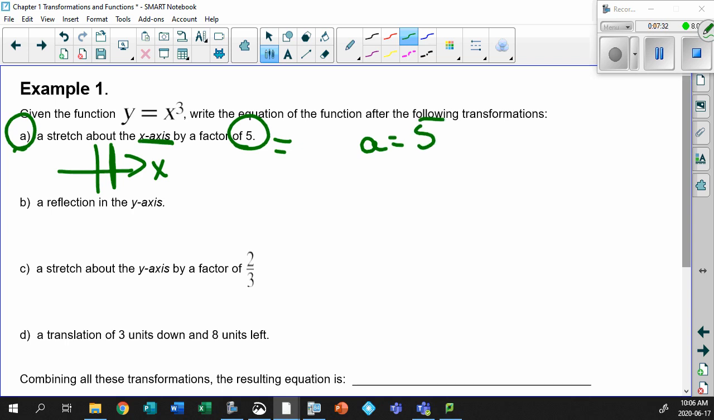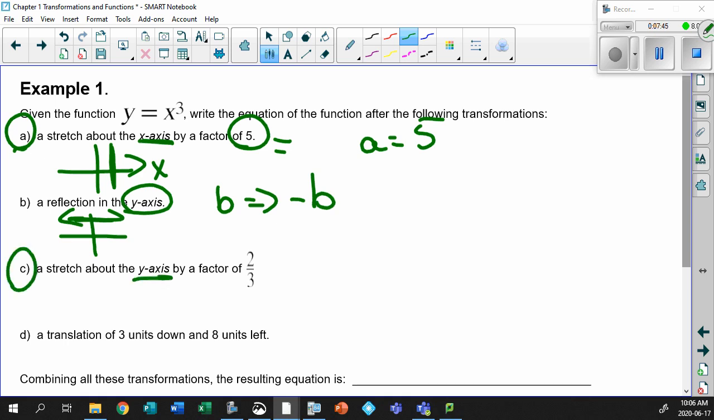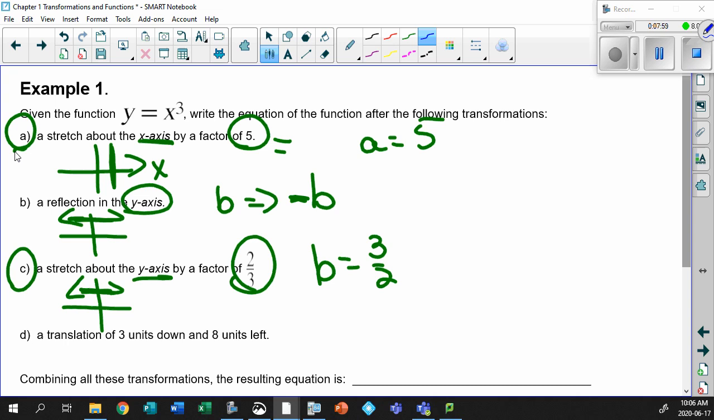All right, reflection about the y-axis. Okay, there's a reflection, so we know it's horizontal. That means that the B value has to be a negative B value. This guy, C, was a stretch about the y-axis. Again, there's the y-axis, there's the stretch, so it's horizontal. So we knew we had to flip this. B becomes 3/2, but don't forget, we had a negative there as well. And then we had a translation of 3 down. So 3 down is our K value. There's -3 and 8 units left, which means that's our H value. That means 8 is negative as well.